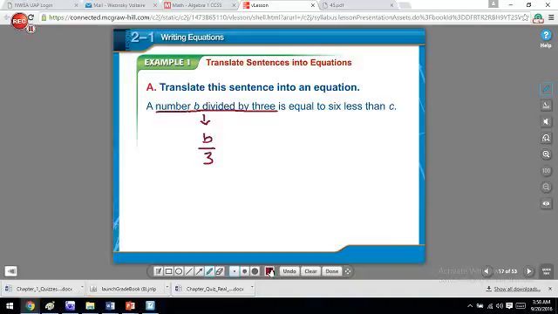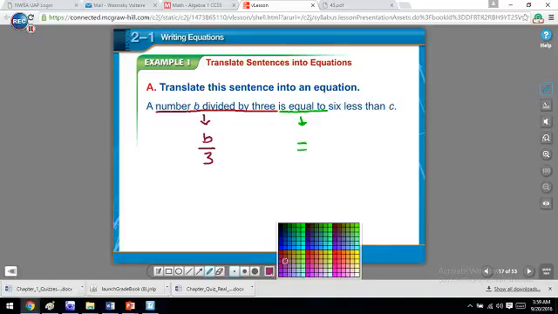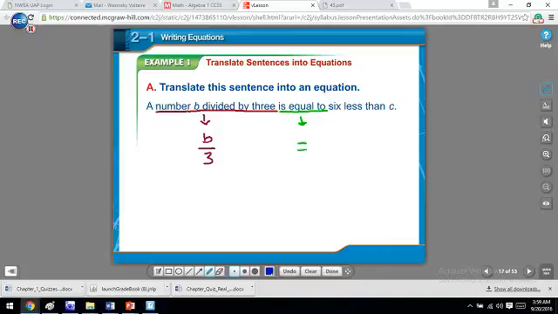Now we have "is equal to." Let's put another color. This will just be an equal sign. Sometimes it doesn't say "equal to," it'll just say "is." But in this case it does say "is equal to," so it'll be an equal sign. And the last one is 6 less than c.